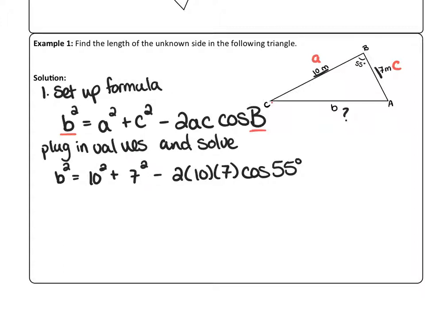Now the one mistake that people make with this is that they don't follow BEDMAS. So I want to make sure that you follow BEDMAS. This whole thing gets multiplied. So when you go to do it, make sure you multiply everything there.